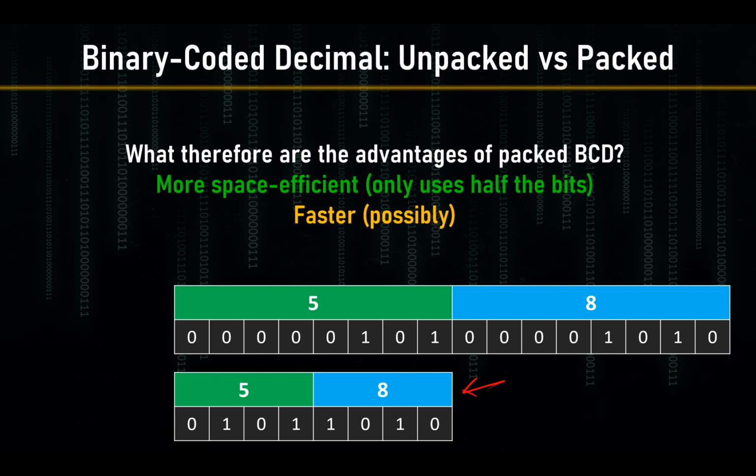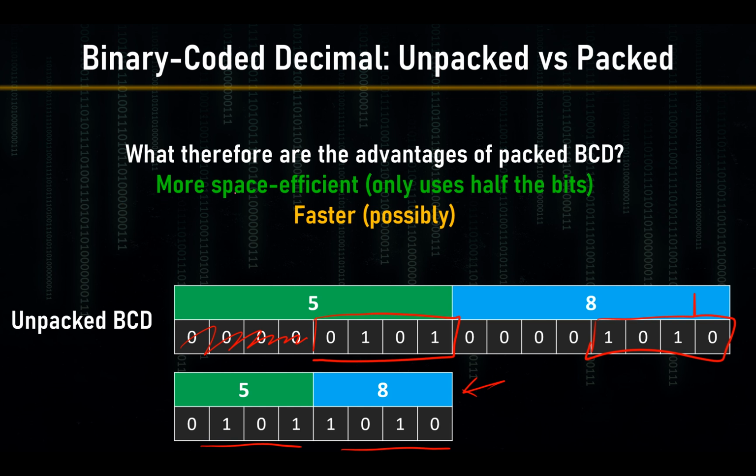Another advantage, which I put in orange because possibly it's going to be faster. The reason I say possibly is that, let's say you're doing some sort of addition. Even with unpacked, you only have to focus on these 4 bits at a time, and you can ignore the other 4. Likewise with this one, you only have to focus on these 4. So you're not doing the operation on all 8 bits, you're only doing it on 4 bits, which is the same here, where you're doing the operation on 4 and 4. So maybe it's faster, maybe it's not.